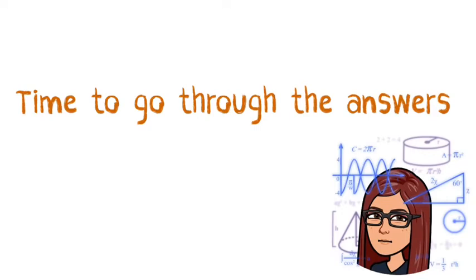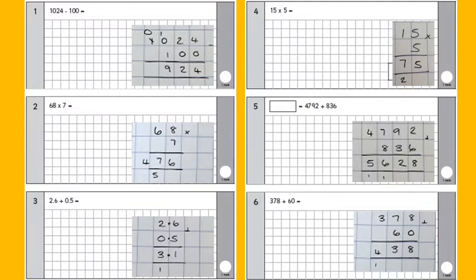Alright, time to go through the answers. Number 1, we've got 1024 subtract 100. For this one, you could have done it in your head. The only tricky thing with this is it still involves exchanging across place values. So actually, I've written it out using a method and got the answer 924.